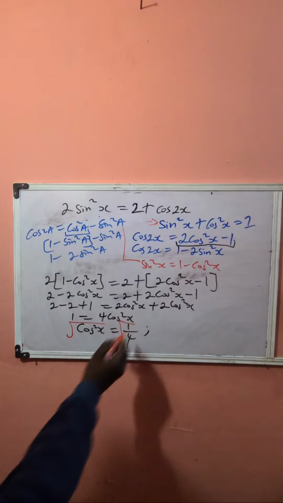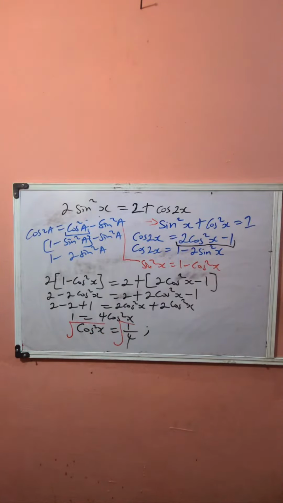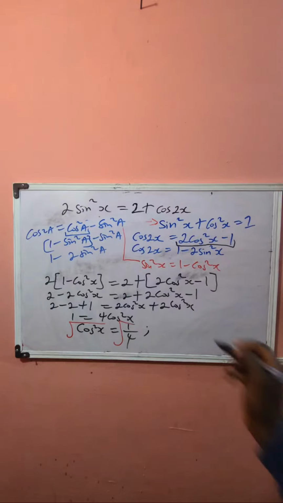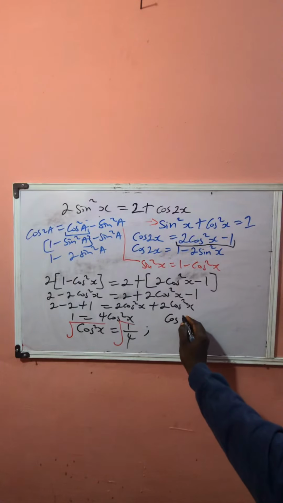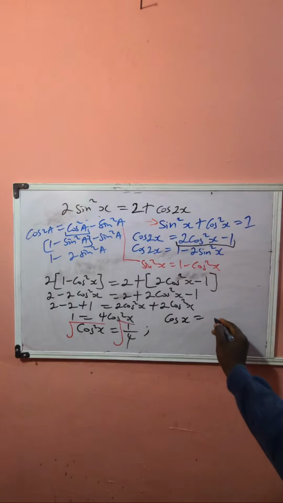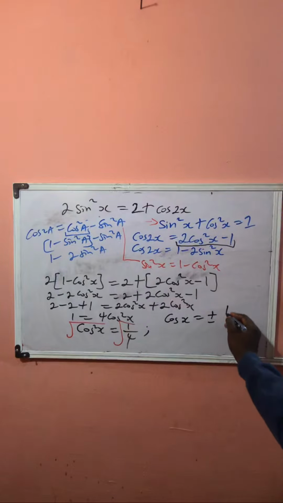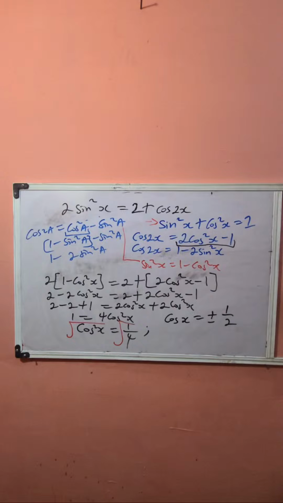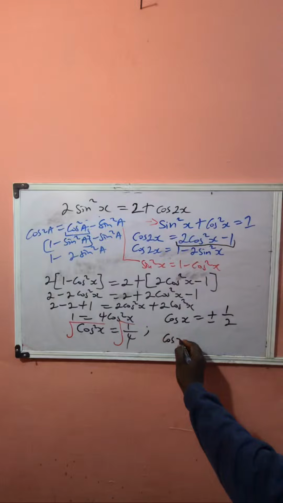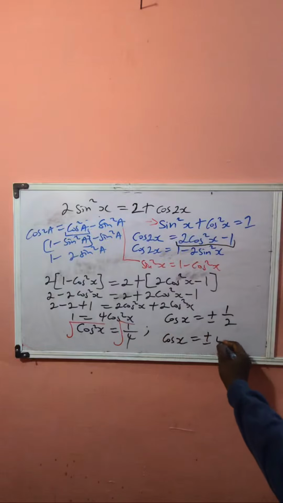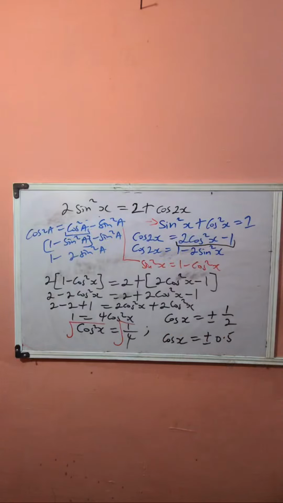I take the square root of this. So what do I have? I have cos x will be equal to what? Plus or minus 1 over 2. Don't forget and don't ignore the plus or minus 1 over 2. Somebody else will decide not to write it in fraction, which is good because we're dealing with angles here. You can write it as plus or minus 0.5.